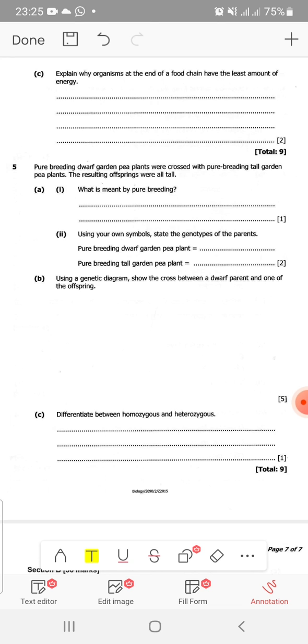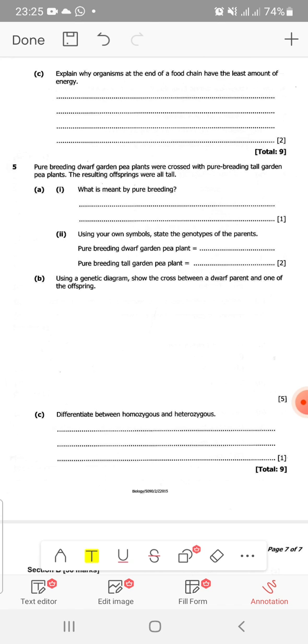Pure breeding dwarf garden pea plants were crossed with pure breeding tall garden pea plants. The resulting offspring were all tall. A, what is meant by pure breeding?